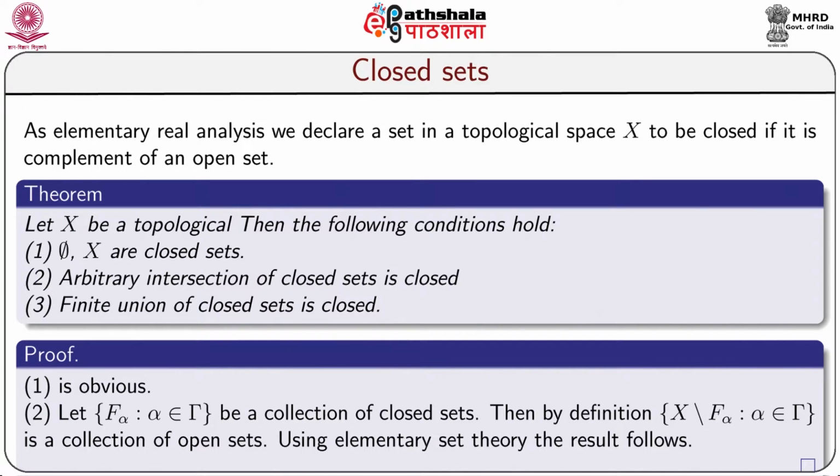As in elementary real analysis, we declare here a set in a topological space to be closed if its complement is open. So in a topological space, a set will be called closed if its complement is open. Then the following can be proved.